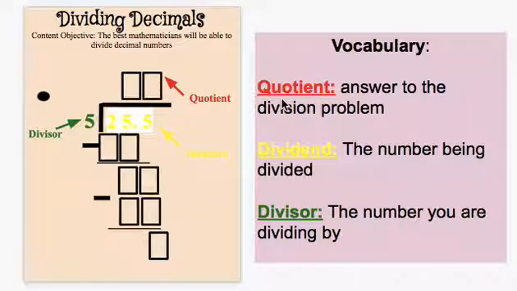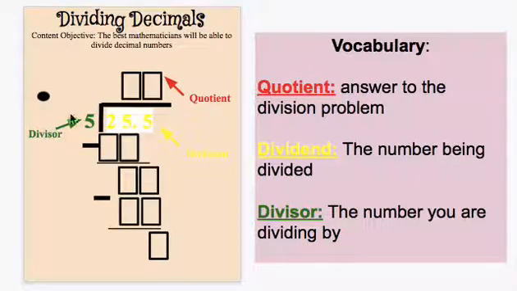That is the answer to a division problem. The second word is dividend. This is the number that is being divided. The third word is divisor. This is a number you are dividing by.